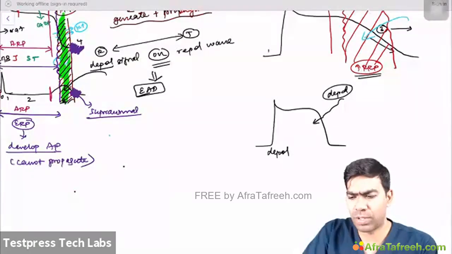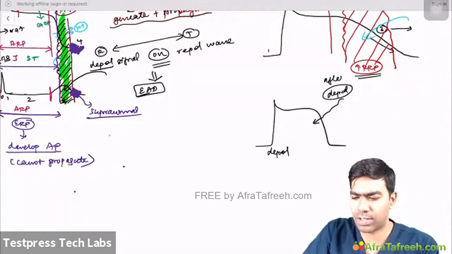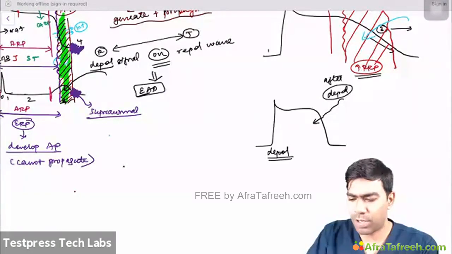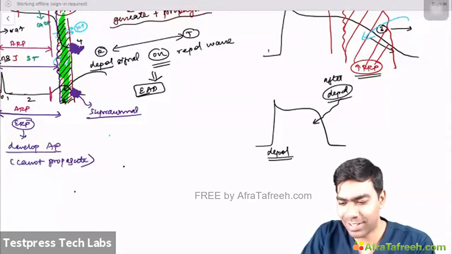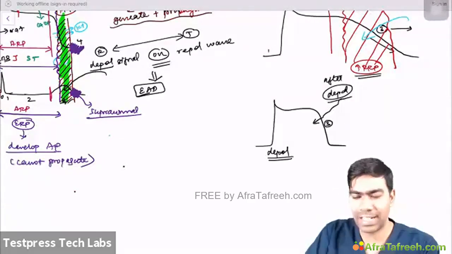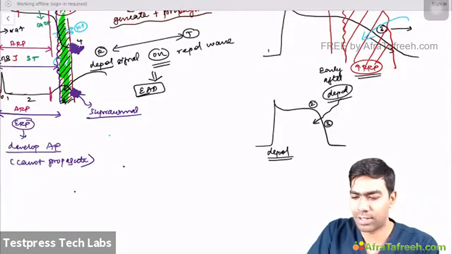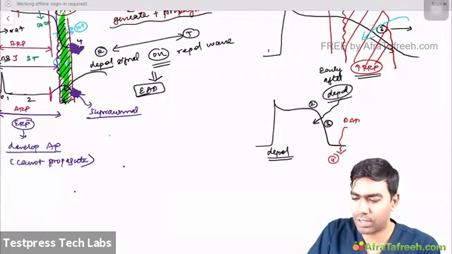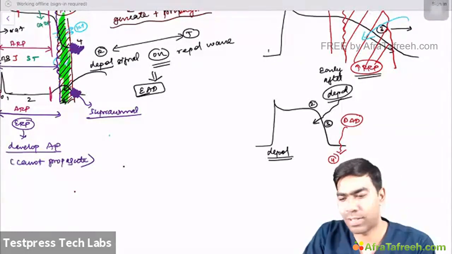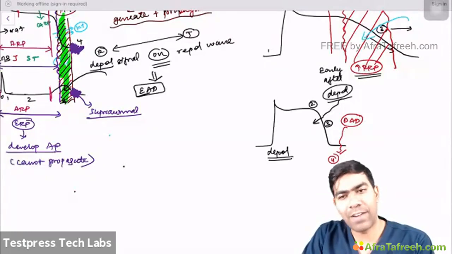That's not premature. These are called after depolarizations. Depolarization that is coming after a depolarization, that's why it's called an after depolarization. If you do it in phase 2 or phase 3, that's called early after depolarization. If it happens in phase 4, that is called a delayed after depolarization. The name, they have kept it in a very nice way.